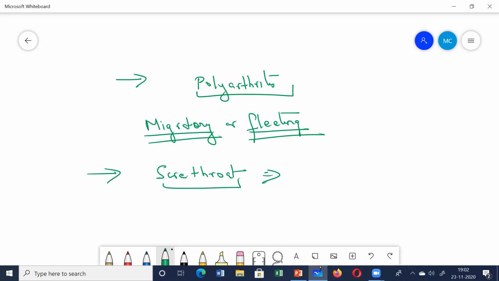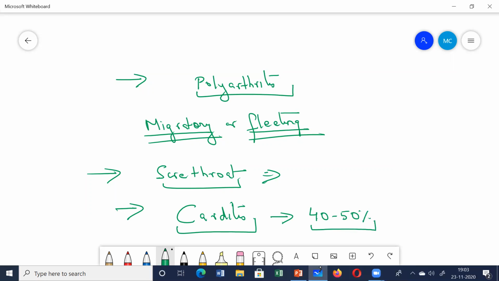Then what else? In these situations, remember, if the patient has developed polyarthritis, if you get the history of sore throat, then the most important organ which rheumatic fever affects is your heart. So the patient can also present to you with manifestations of carditis. But it's not that all patients of rheumatic fever will develop carditis. Only 40 to 50% of the patients of rheumatic fever develop carditis.